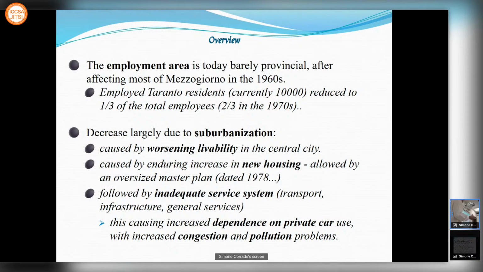But actually, the service system and the infrastructure are also not adequate to this increase. So in the peripheral parts of the town, there is not adequate infrastructure, and so people basically depend on private cars, increasing the pollution problem.